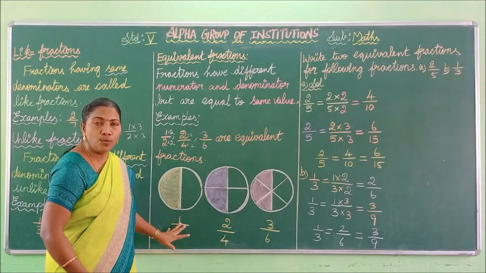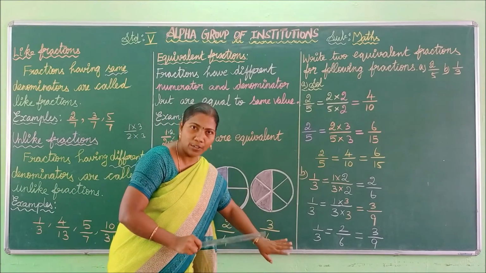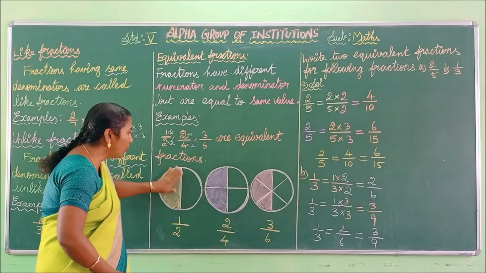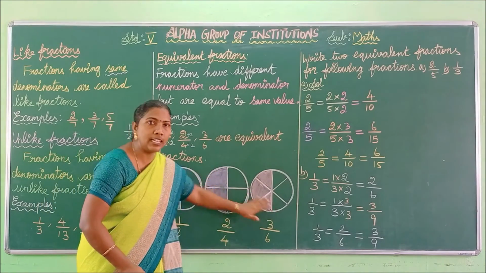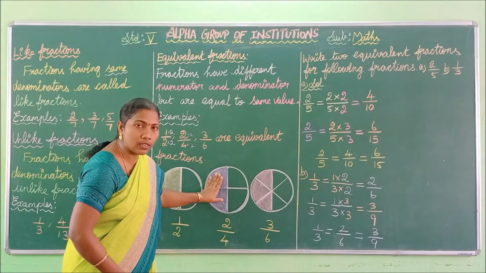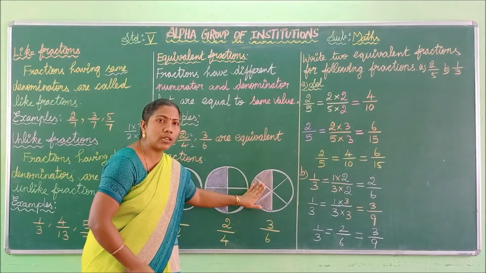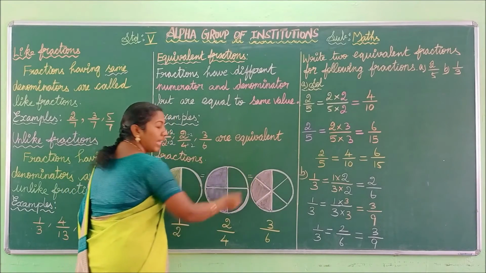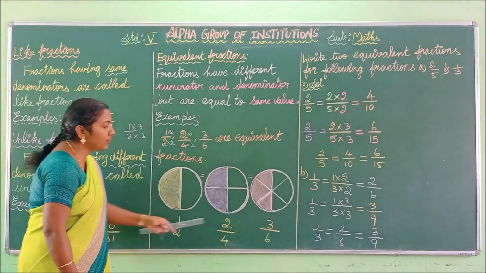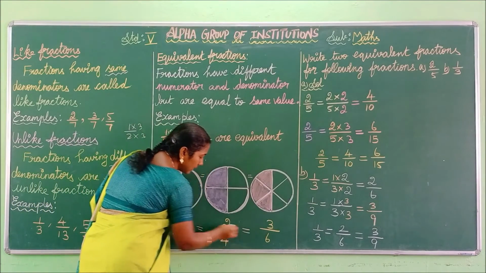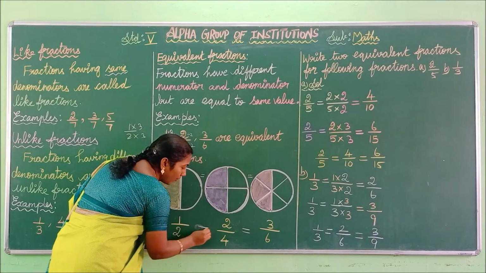Thus, the numerator and denominator are different. But see the shaded portion. Only half of the circle is shaded. Here also half of the circle is shaded. Here also half of the circle is shaded. Thus, our shaded portions are equal. Therefore, we can say these fractions are equal. So, such types of fractions are said to be equivalent fractions.